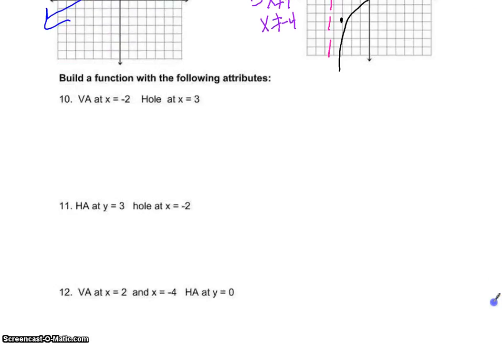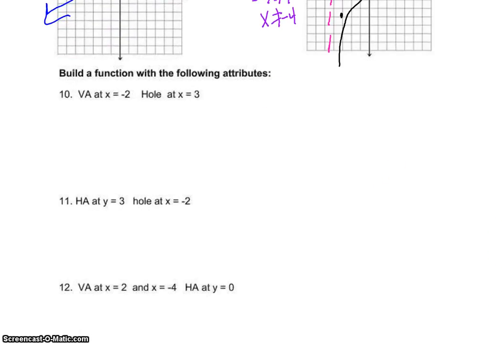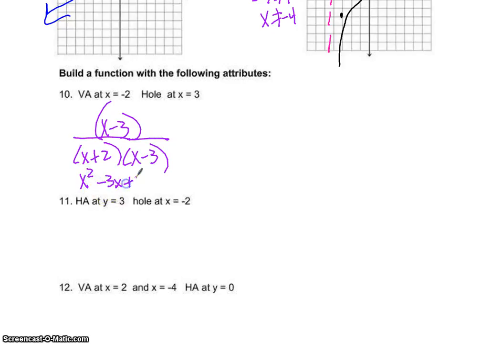Looking at number 10, 11, and 12, we're building. They're going to give us the information, and we create it. If you have a vertical asymptote at x equal negative 2, that means you're going to have an x plus 2 at the bottom. If you have a hole at x equal 3, that means you're going to have an x minus 3 on the top and the bottom. So when you multiply this, you get x squared minus 3x plus 2x minus 6. So on the bottom, you have x squared minus x minus 6.